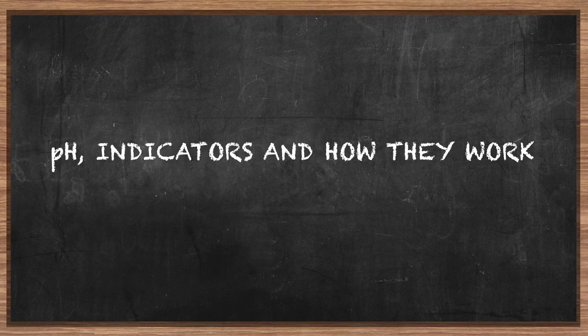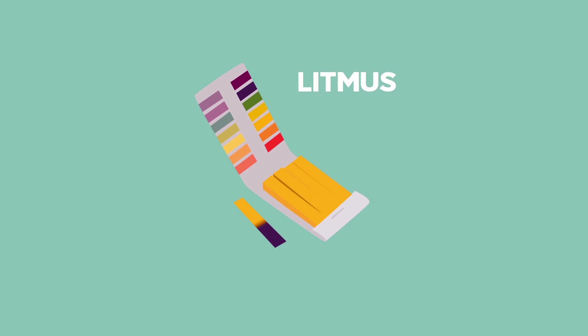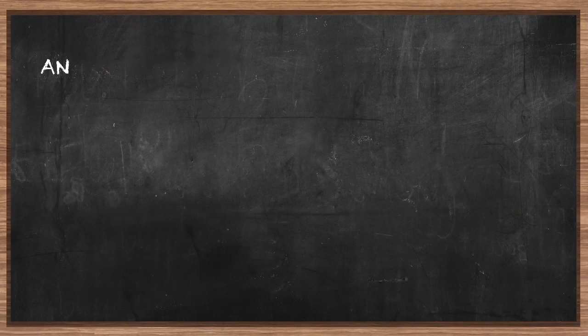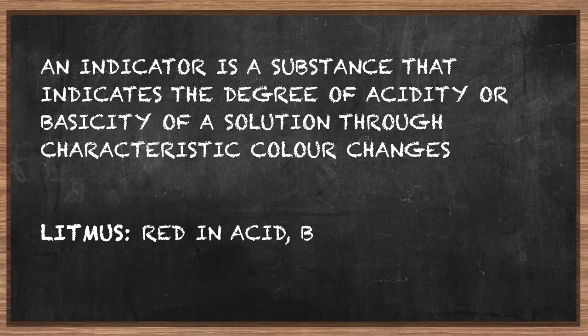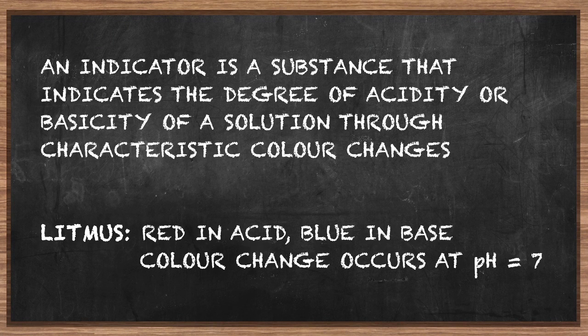Long ago, people found out that acids affected some plant-based dyes. Litmus was one of the first substances that was noticed to show color changes when it was put into acids and bases. Litmus is an example of an indicator. An indicator is a substance that indicates the degree of acidity or basicity of a solution through characteristic color changes.